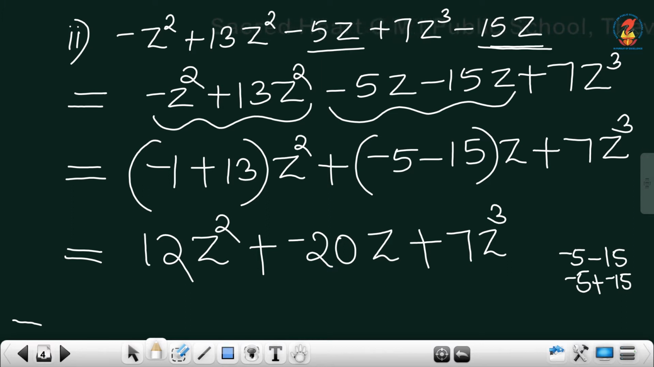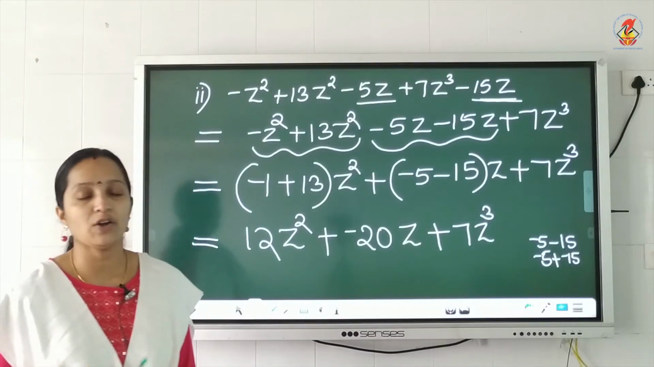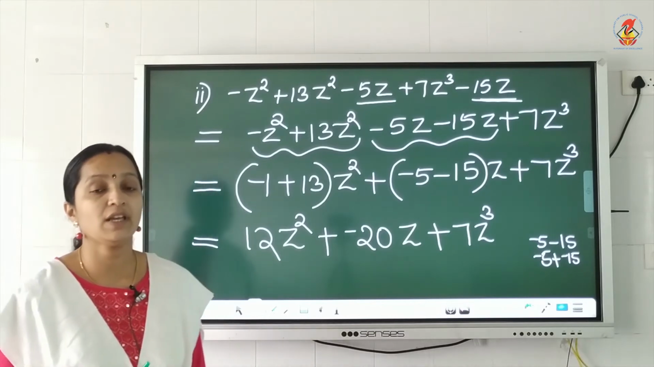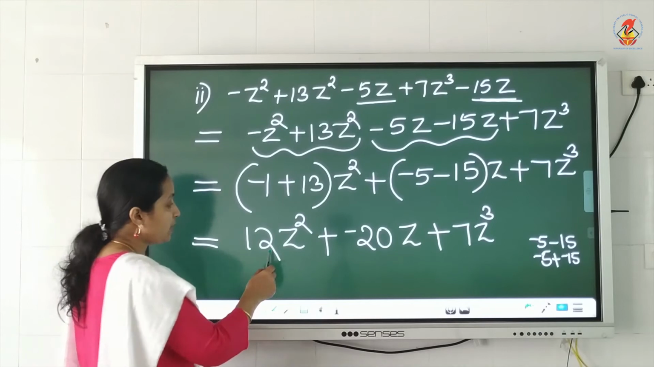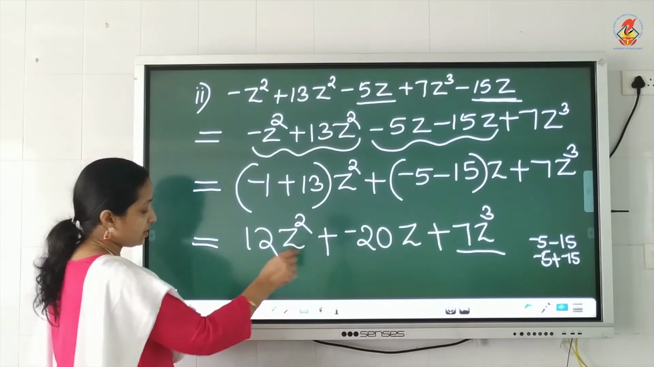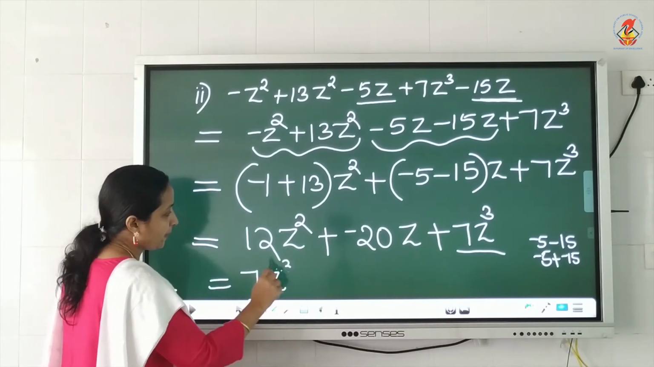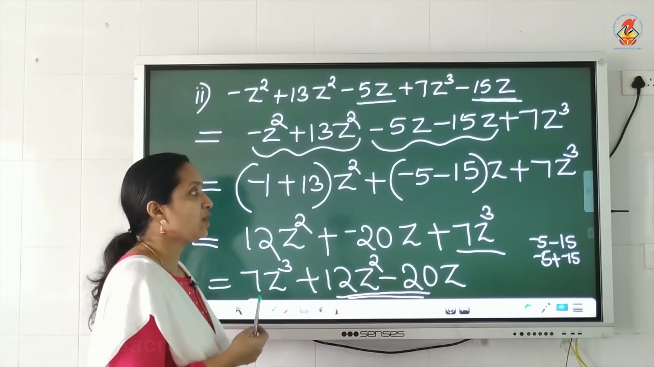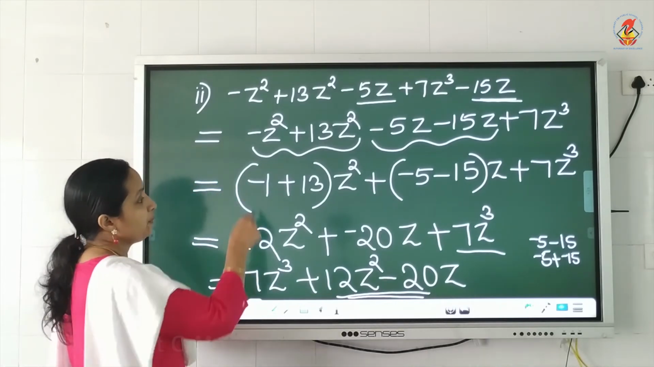But remember children, it is always better if you arrange the terms in descending order of their exponents. That means their powers. Okay. Always arrange the terms in descending order of their exponents. That means which variable has the greatest power here? This variable has the greatest power. So how you can write: 7z cube, and here it is plus 12z square minus 20z. This is the answer of this question. So for doing addition and subtraction, what you have to do children? First you have to group the like terms and solve the groups. Okay. I hope this answer is clear.